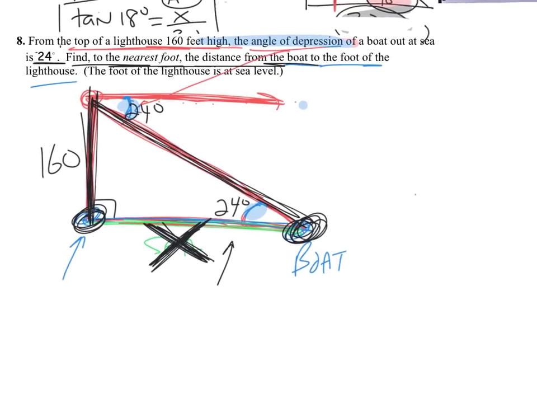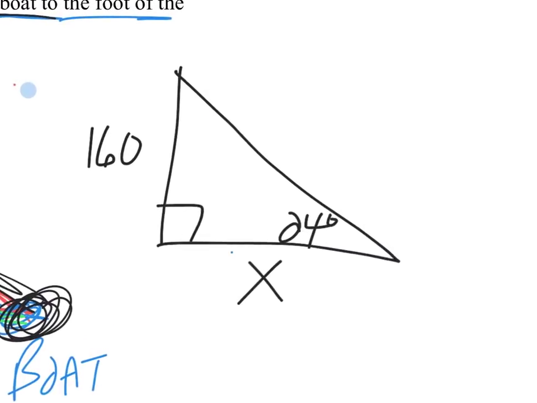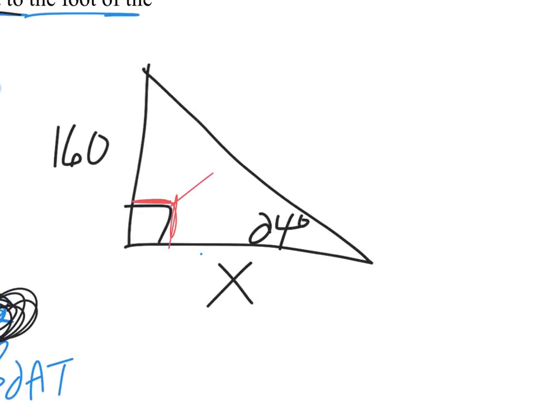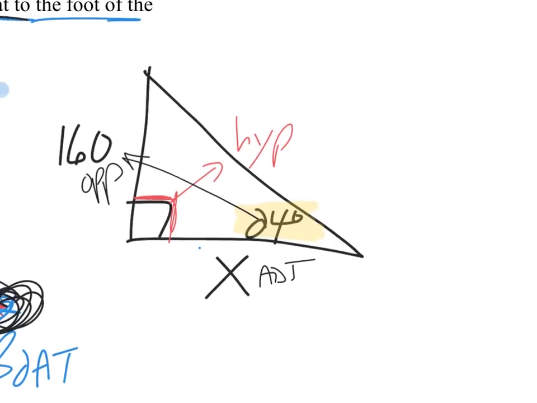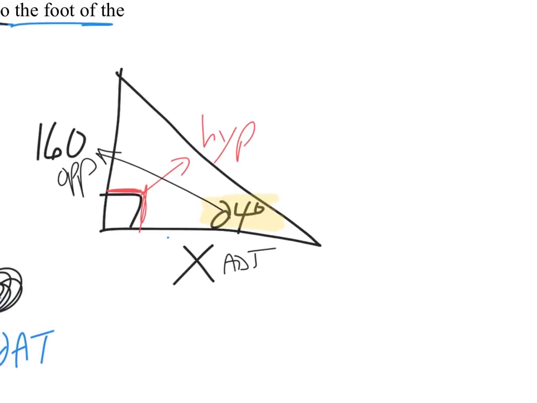I'm going to redraw the diagram so that it's a little bit neater. So I'm going to have 160 as the height, X is the bottom, and 24 is the angle. So step 1 is to label the picture. My right angle, directly opposite is the hypotenuse. Trigonometry is always about the angle, so in this case the angle is 24. So I draw a line directly opposite to the 160, and that would make the adjacent X. Step 2 is to identify the active sides. Here my active sides are 160 as the opposite, and X is the adjacent.